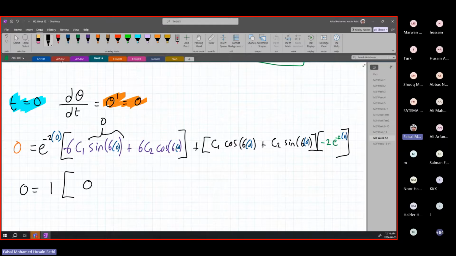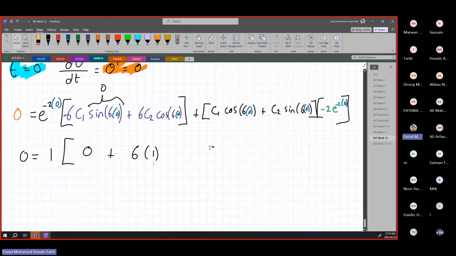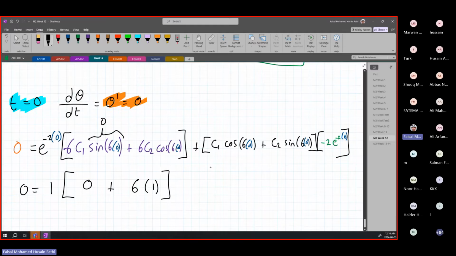So this whole part becomes 0. Plus cosine of 0 is 1. Remember, cosine of 0 is not 0. Cosine of 0 is 1. So it's going to be 6 times 1. Okay? Oops. So this is for our first part. Plus, second part, we are looking at this now. Cosine of 0. What is the cosine of 0? It is 1.